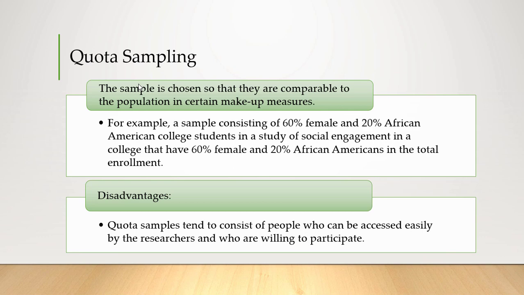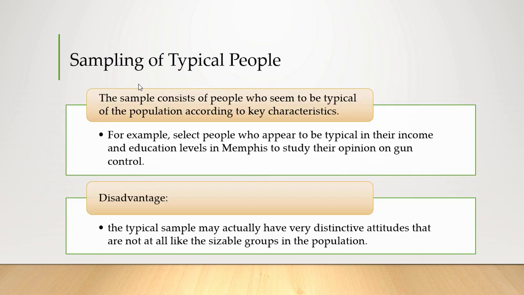Even though the gender makeup is comparable between my sample and the population, it is still considered a non-probability sample because the male and female students in the sample tend to consist of people who are either conveniently accessible or volunteers. Another non-probability procedure is the sampling of typical people from the population. This can be done when the researchers have in mind some key characteristics they are interested in studying. So they try to choose people from the population who seem to be typical on those key characteristics.